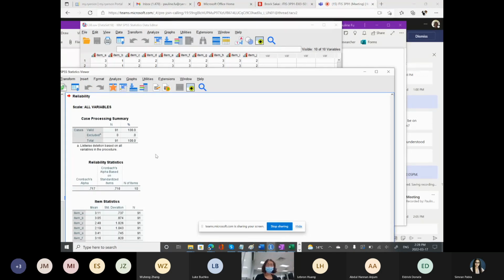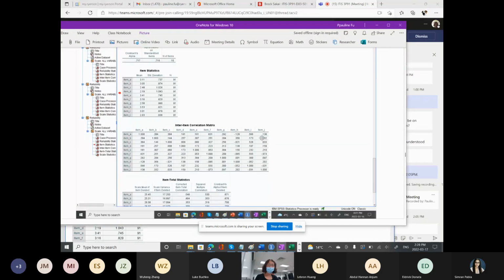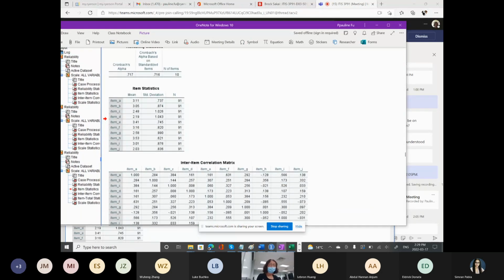Okay, so now you have this output. I also have the output here. This is the output. Try to make this bigger. We got Cronbach's alpha 0.717. This is good because it is greater than 0.7.